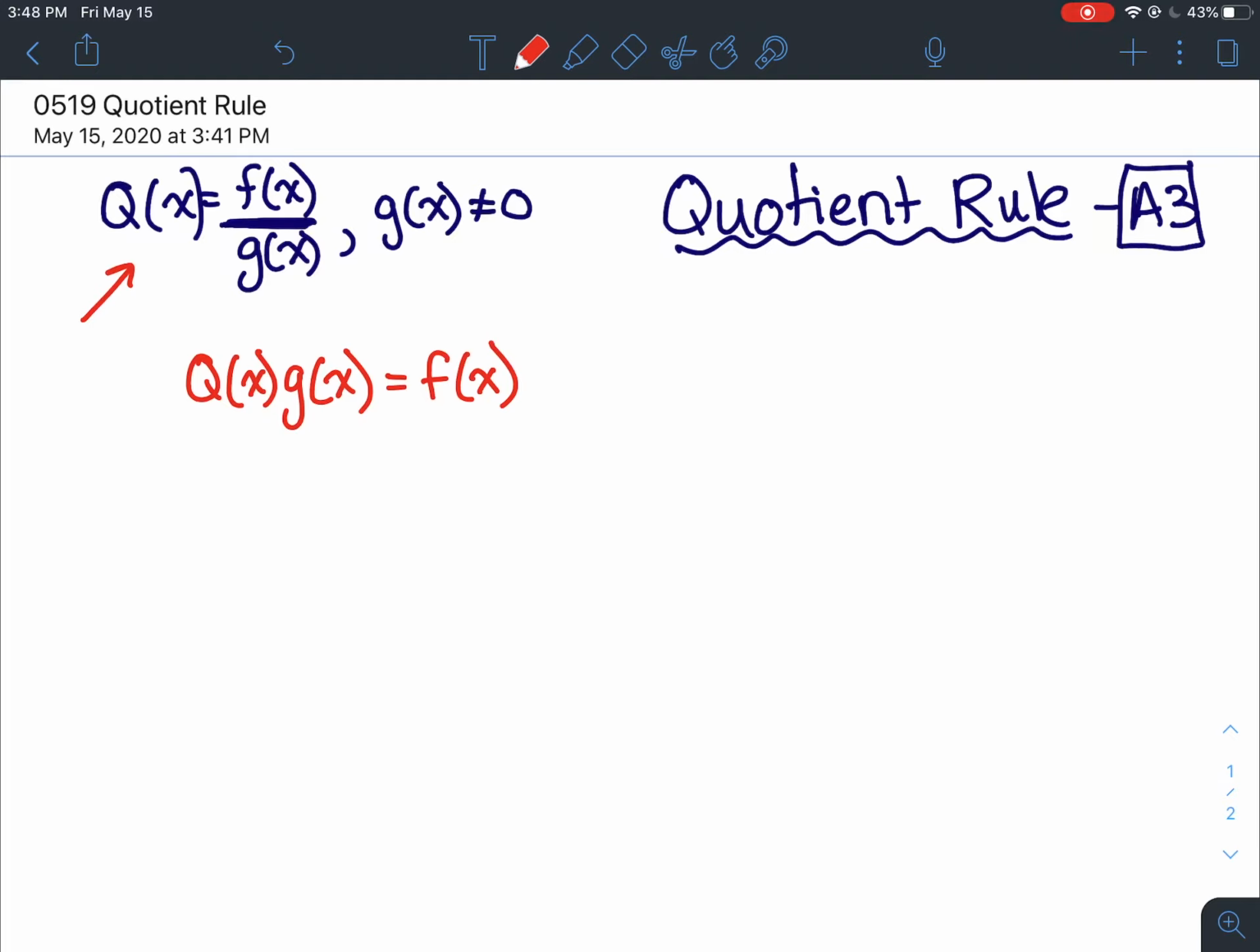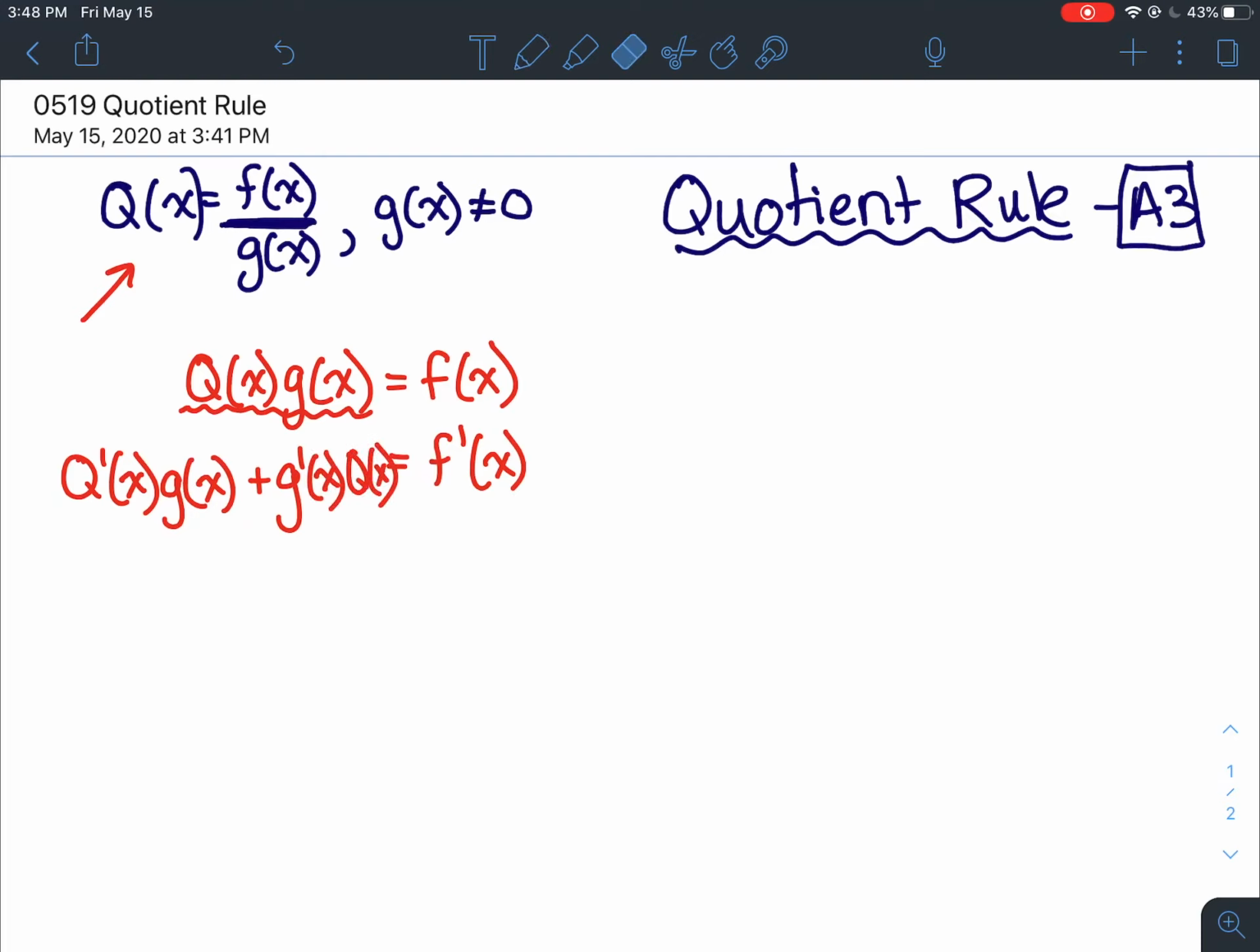Next step, I'm going to differentiate both sides of my equation. If I want to find the derivative of this side, I'm going to need the product rule. I know the product rule is: the derivative of the first times the second, plus the derivative of the second times the first. So I just used the product rule that we learned last week.